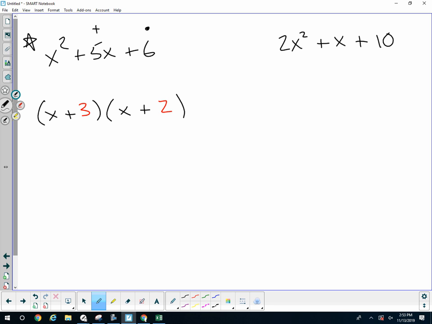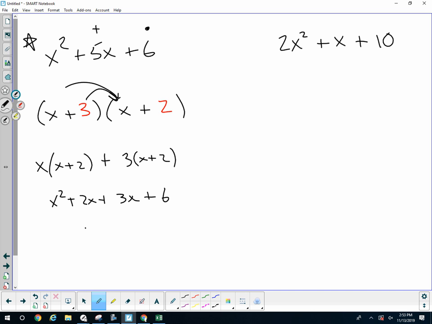Now, what we're not showing is how you could check this. And we could check by distributing. Now, one way to distribute, I'll show you, is by taking x and distributing to x plus 2, and then by taking 3 and distributing it to x plus 2. And we have this kind of middle step. And then we can distribute. We get x squared plus 2x plus 3x plus 6. And then I'll get x squared plus 5x plus 6. So I just kind of confirmed that we're correct. This middle step can be used if we go backwards.